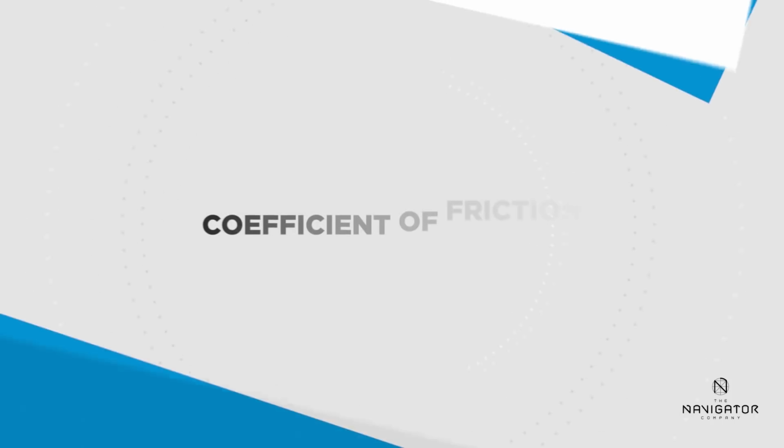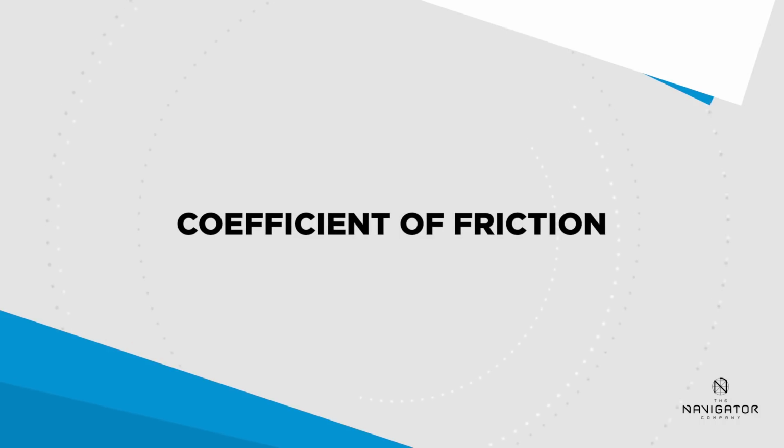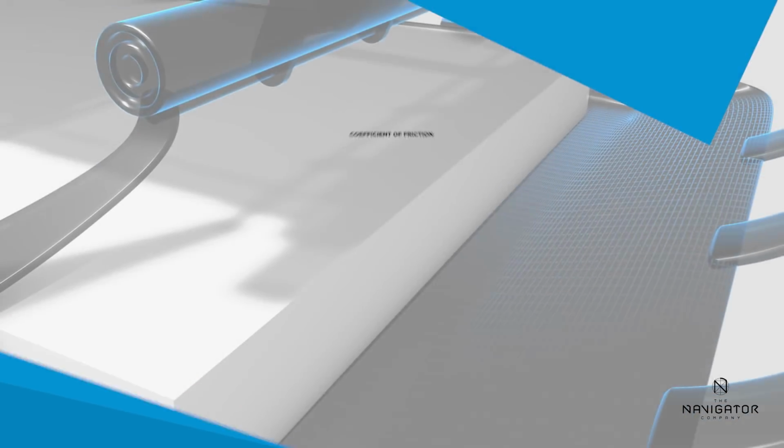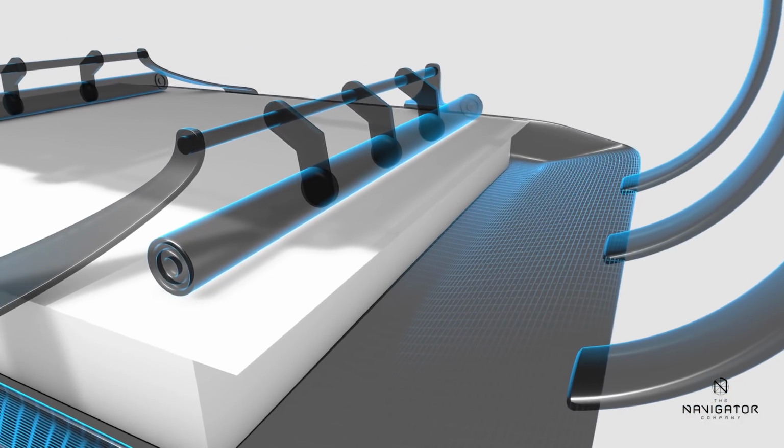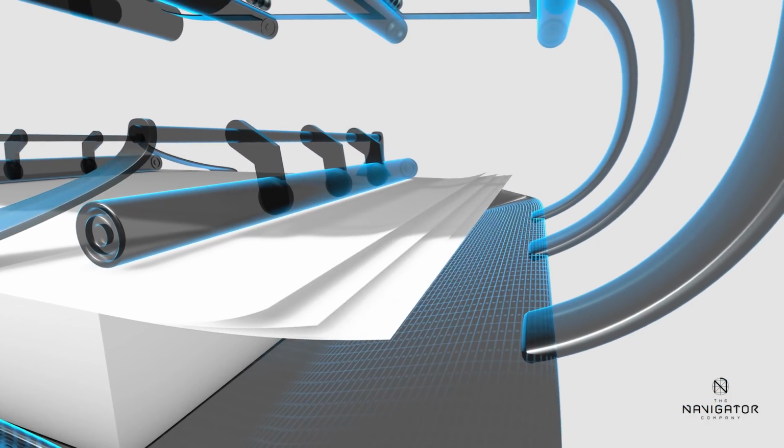Another characteristic is the paper coefficient of friction. If the paper has a high coefficient of friction, we can have multi-feedings. If it's too low, we risk having misfeedings.